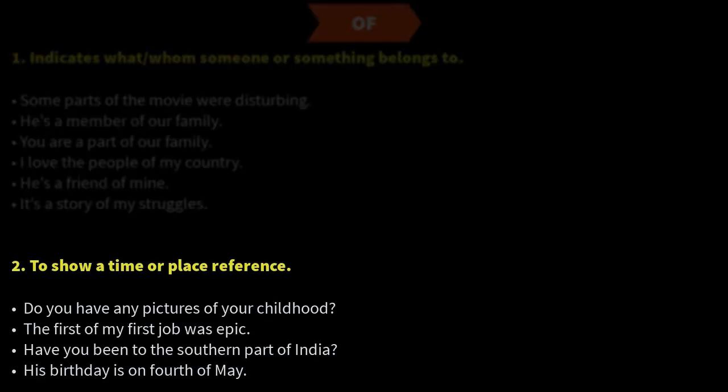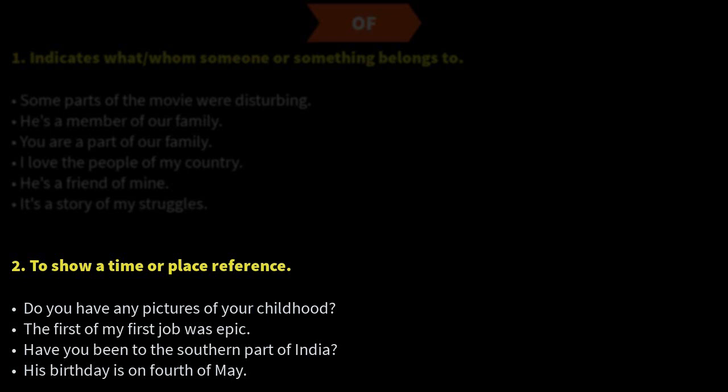Usage number 2, to show a time or place reference. Examples. Do you have any pictures of your childhood? Any pictures of your childhood, belonging to your childhood, referring back to a particular time. Okay? Any pictures of your childhood. The first day of my first job was epic. The first day of my first job, going back to a particular time.